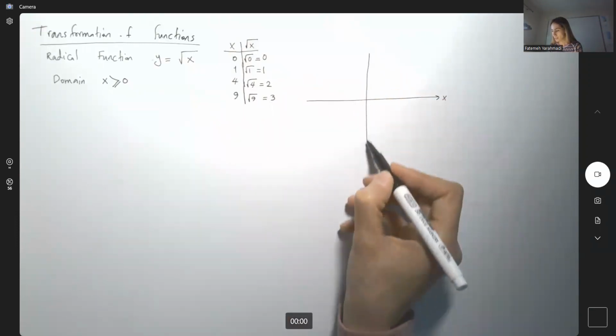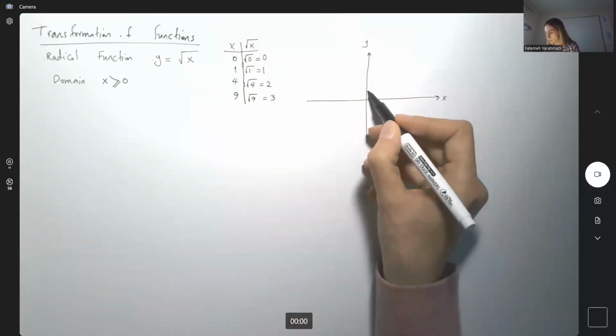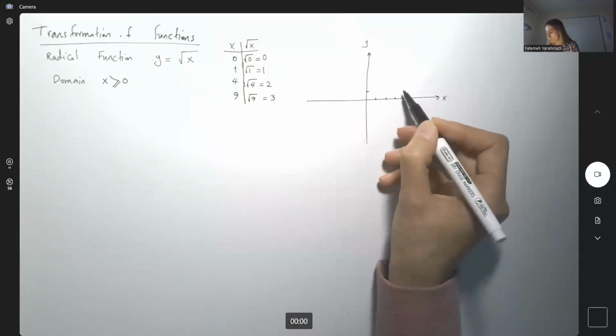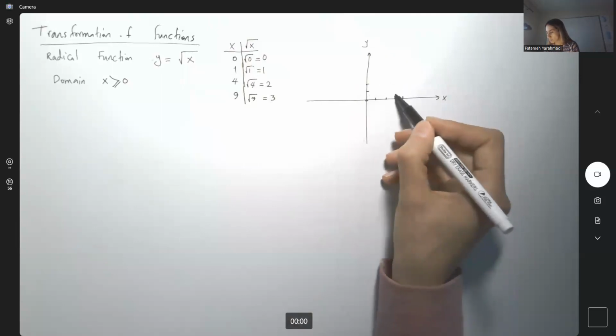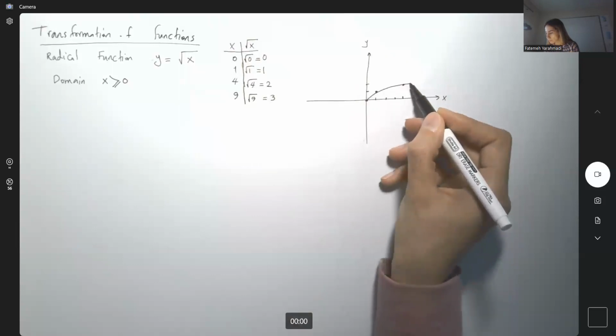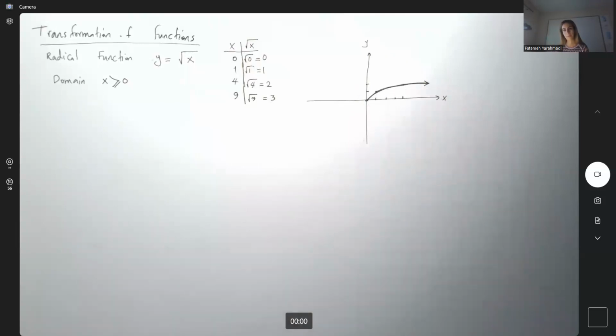X-axis, y-axis, and this is, for example, at 1, you have 1, at 4, you have 2, at 0, you have 0. So you can graph this function. This is the behavior of your function.